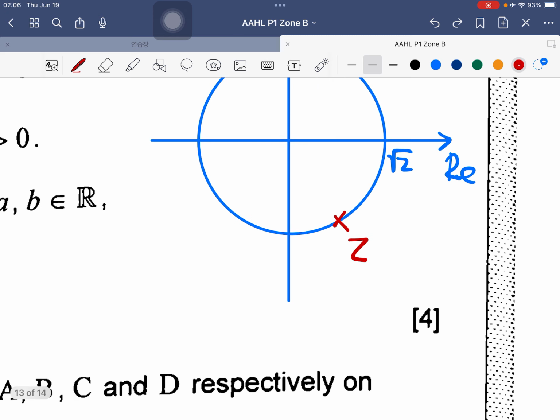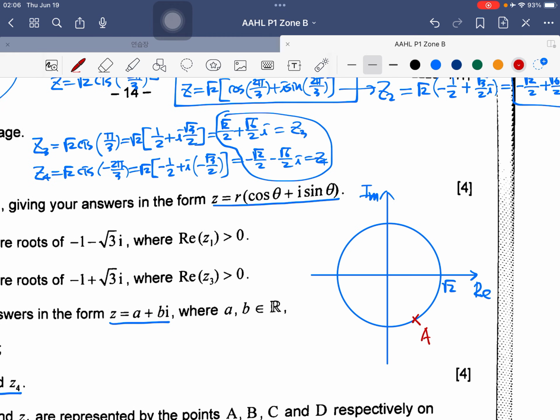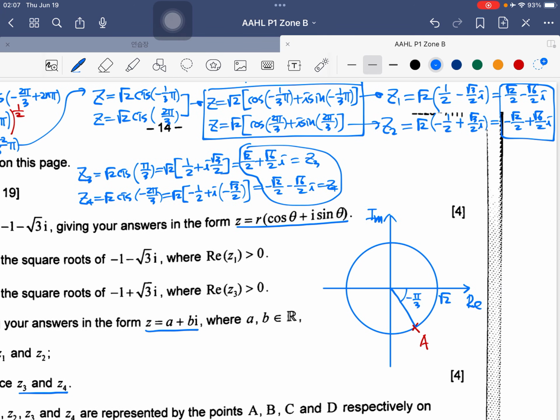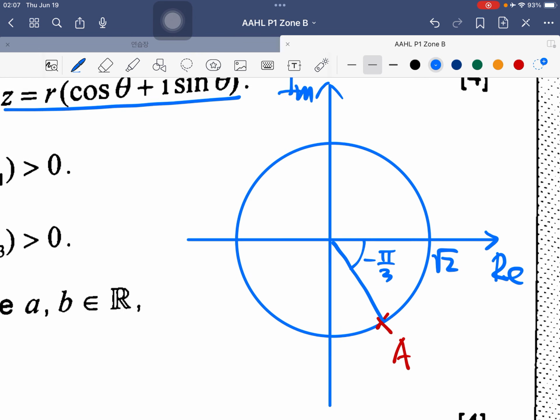So z1 is A. And the second point: this angle is minus pi over 3, and the second angle z2 is 2 pi over 3, right on the opposite of this angle. So over here, this point is B. This angle from here is 2 pi over 3.